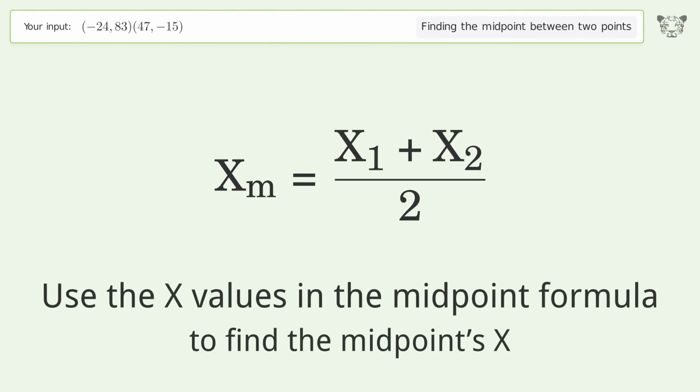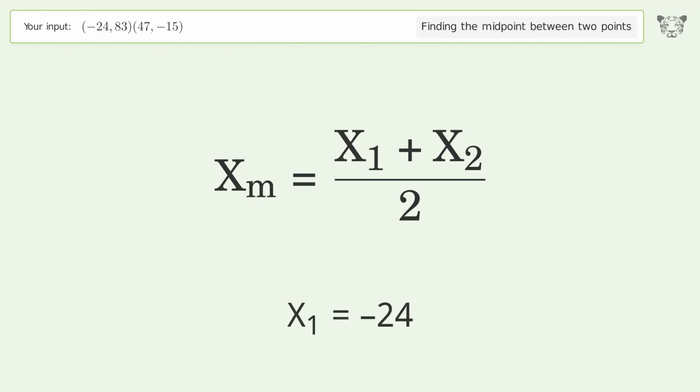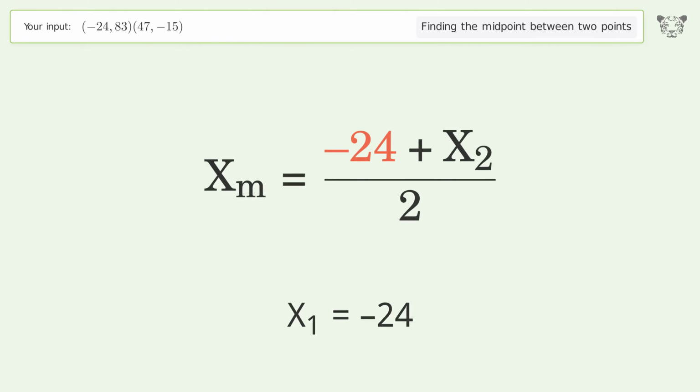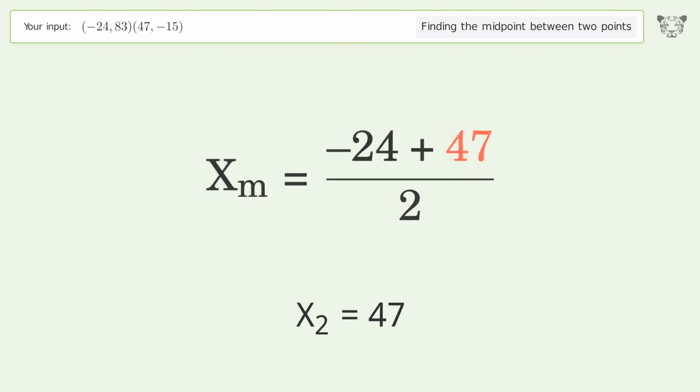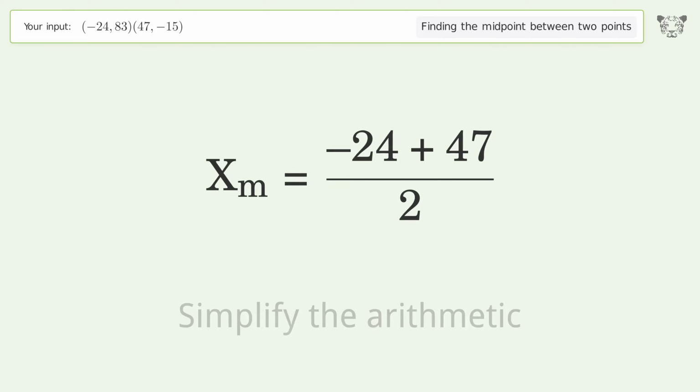Use the x values in the midpoint formula to find the midpoints x. x1 equals -24. x2 equals 47. Simplify the arithmetic.